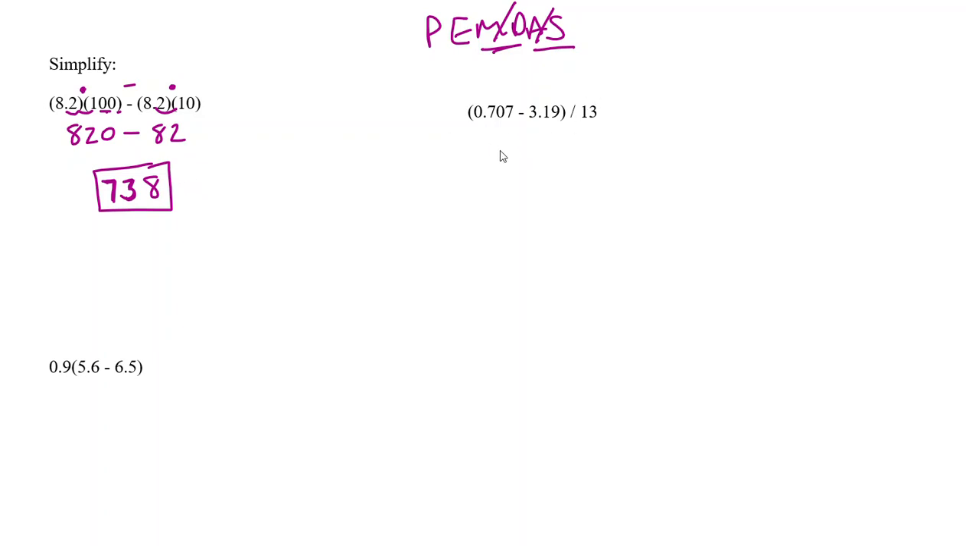Let me show you the next problem, and I want to show you a different way of presenting it. If I had 0.707 minus 3.19 over 13, this is a subtraction problem, and it's a division problem. And instead of the division sign, I use the division bar. But remember that the division bar, the fraction bar, also implies a grouping symbol. So you do whatever's in the numerator and whatever's in the denominator, and then you do the division last. And that's what we're going to do here.